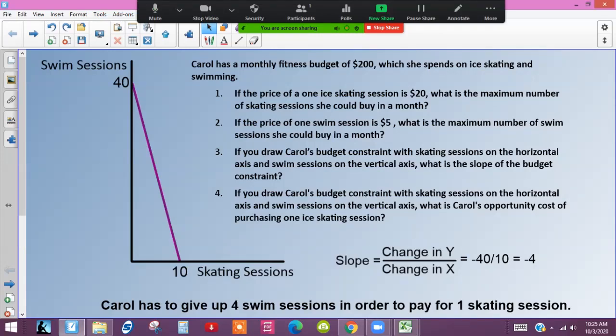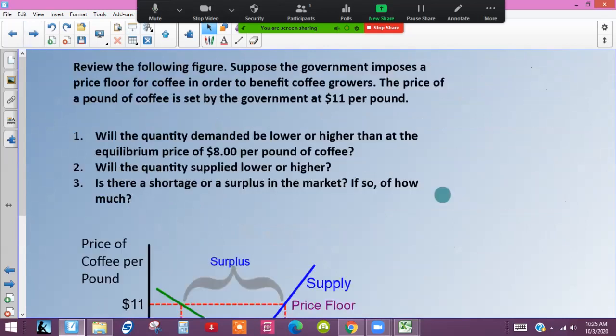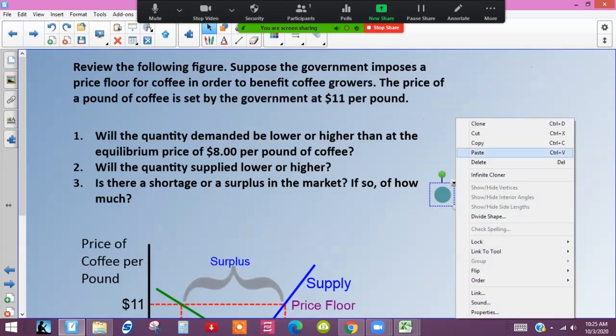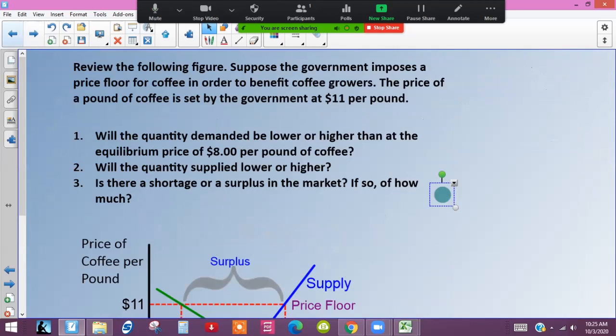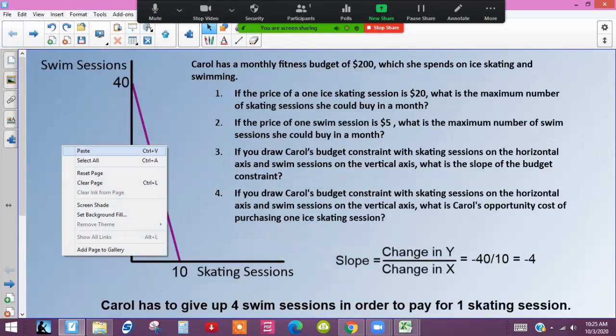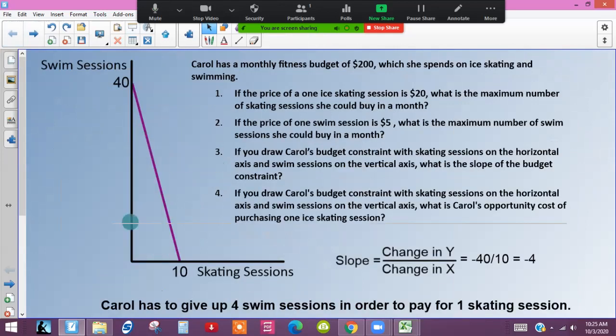Or 10, I mean, sorry, 10. So you can see that we put the maximum number on the graph right down here. Actually, let me jump over here real quick and get something. Let me grab this and come back. So we can see that we put that right down here.